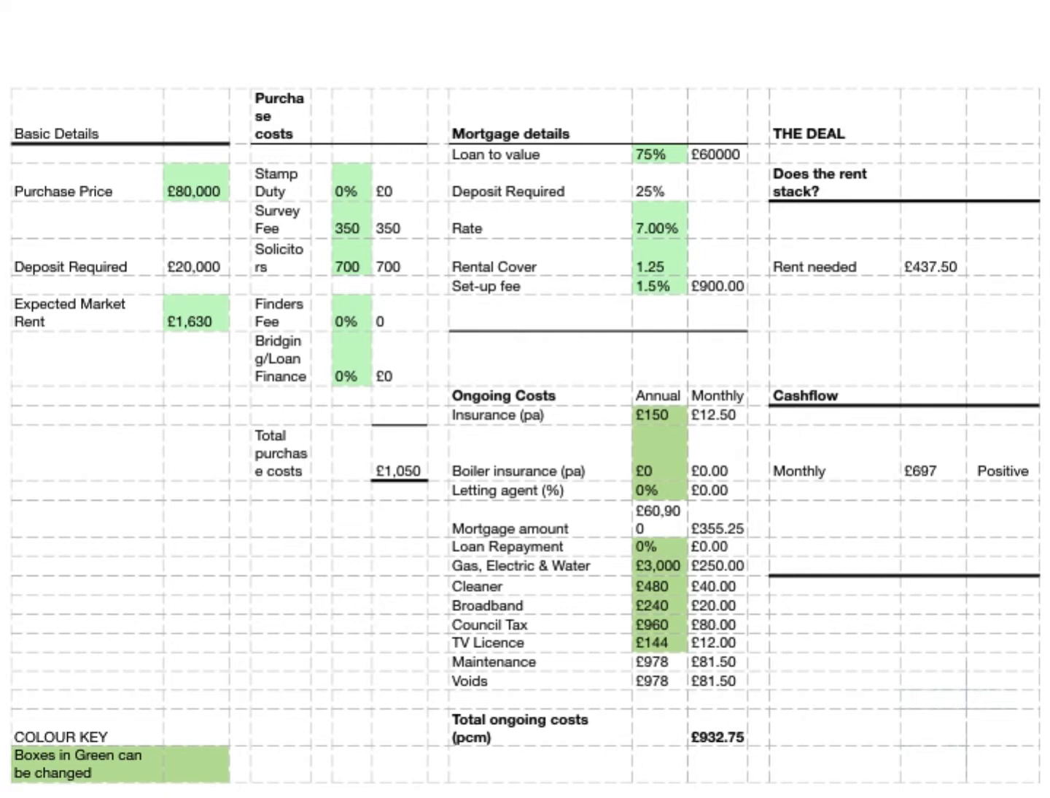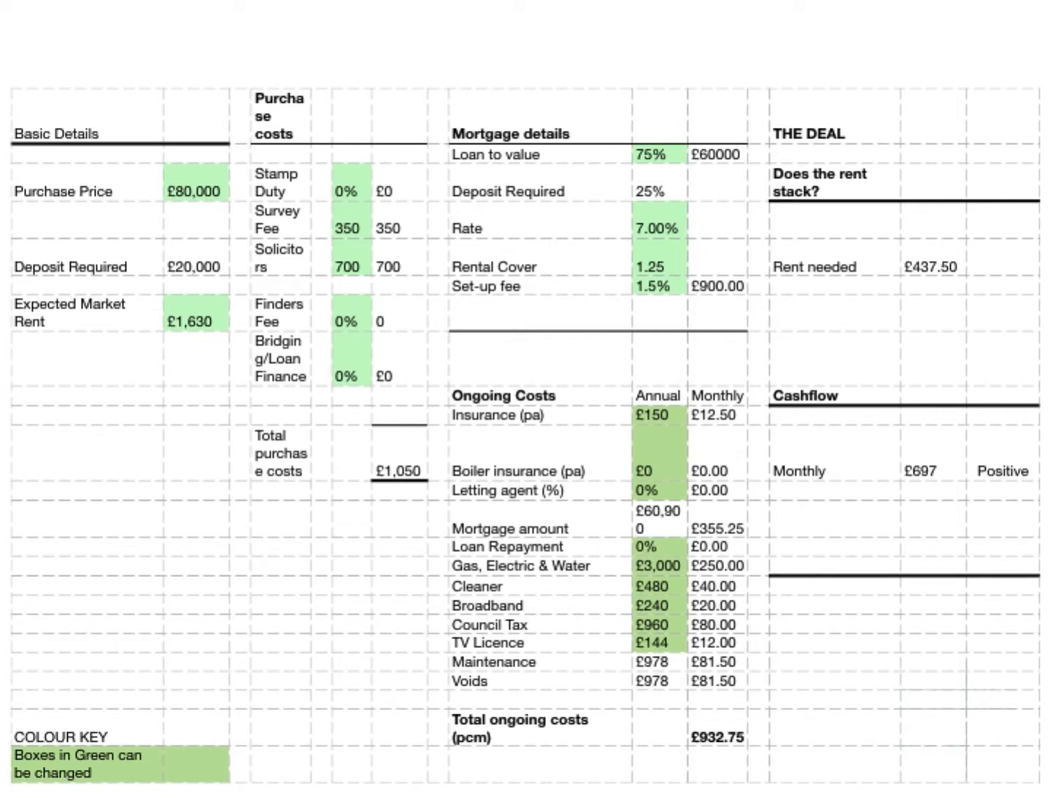And then what you can do is you can play around with the rate cover and the mortgage details so that you can see how much you can afford to pay on a monthly basis. So let's say, for example, on this one, that you wanted to make on average about £700 a month profit. Then what you've got here is a profit figure of 697 at a rate of 7%, and that's costing you on a monthly basis for your mortgage £355.